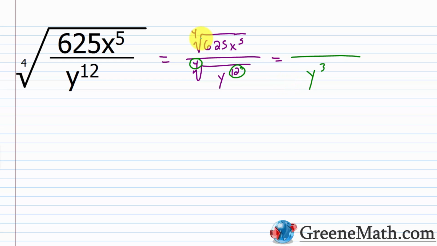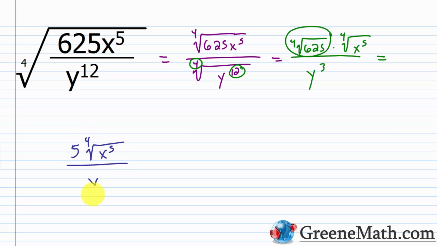Up here, I've got the fourth root of 625 times the fourth root of x to the 5th power if I wanted to break it up. So the fourth root of 625 times the fourth root of x to the 5th power. Now, I know I can simplify here because the 5 is larger than the 4. We'll get to that in a second. The fourth root of 625 is 5, right? Because 5 to the 4th power is 625. So let's go ahead and just simplify this. We know that's a 5. So we would have a 5 multiplied by the fourth root of x to the 5th power over y cubed.